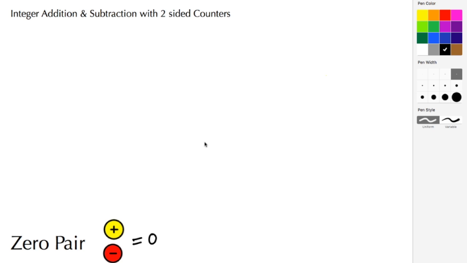A concept that we need to know about is something called a zero pair, and a zero pair is when a positive and a negative come together, and the result is zero. All right, let's keep everything simple and just start off with addition.